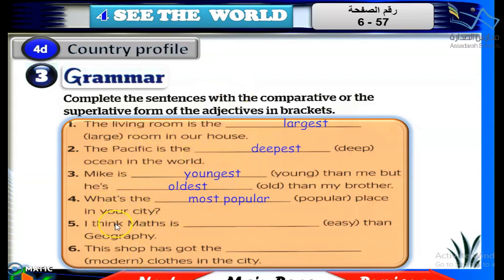5. I think maths is blank easy than geography. Since we have than, we use, that's it, the comparative. And the comparative form of easy is, excellent, easier. So I think math is easier, please correct it. It is easier than geography, not iest. It is comparative.